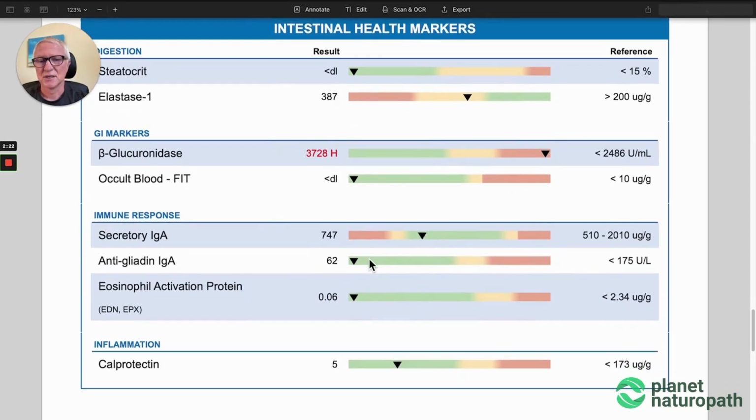So the first thing I'll do is focus on building up the good bacteria, but at the same time trying to lower those opportunistic bacteria with selective herbs.